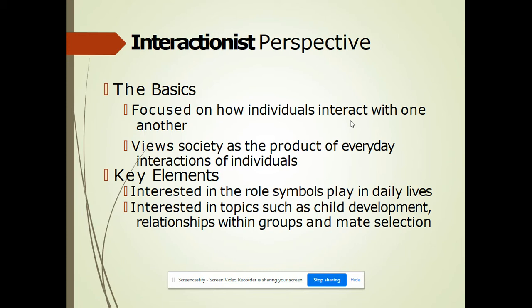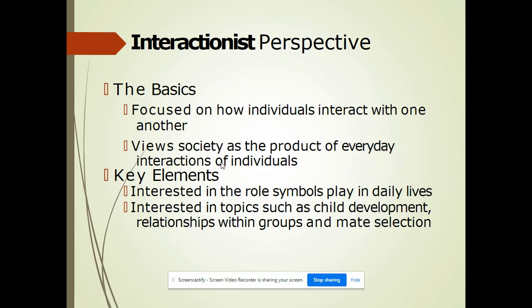The interactionist perspective views society as the product of everyday interactions of individuals. So if you imagine looking at society as a whole entire picture, that whole picture is going to be made up of individual interactions with different individuals. You can almost think of it like looking at an oil painting. If you look very, very close up, you can't see the picture. But when you move backwards, you can see more of the whole perspective, the whole picture, and the way all those things interact. That is the interactionist perspective.